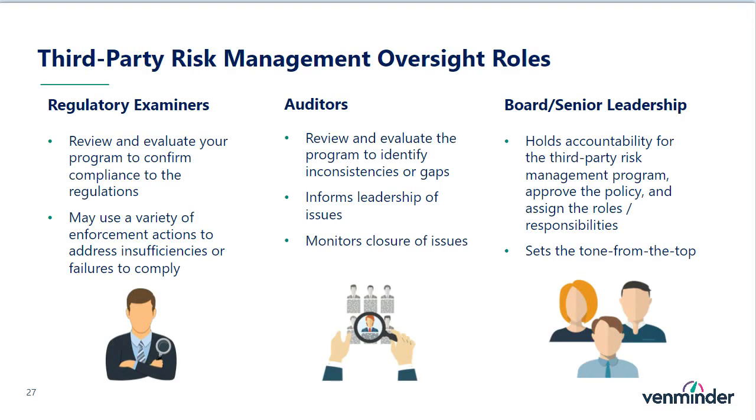All right, let's talk about oversight, and we're going to start with the different roles in the oversight structure. First of all, we have our regulatory examiners, and their objective is to review and evaluate your program and determine if it complies with the requirements. If it doesn't comply, they have a variety of enforcement actions to address those insufficiencies. But many times, they will provide a series of formalized warnings requiring changes before they get to the most severe enforcement action. Of course, it just depends. If the issue is very egregious, they may go directly to the most severe action.